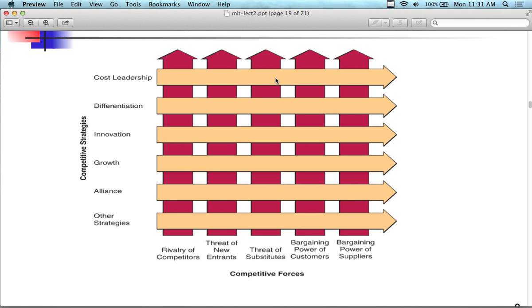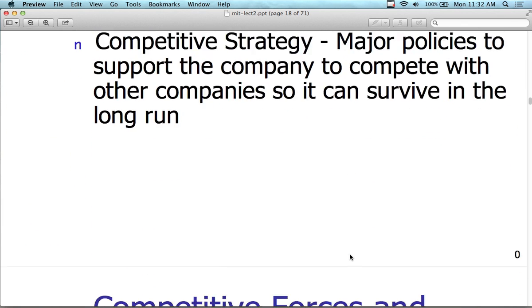So cost leader goes this way, which is against this flow. So imagine this as a water flow and going this way, and then this one's pushing you this way, or pushing you off the grid in the other direction. So we got the rivalry among competitors, threats of new entrants, threats of substitute products, bargaining power of customers, of consumers, bargaining power of suppliers, all working against all of our initiatives.